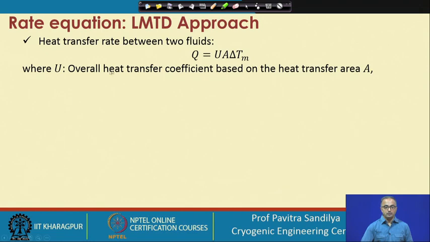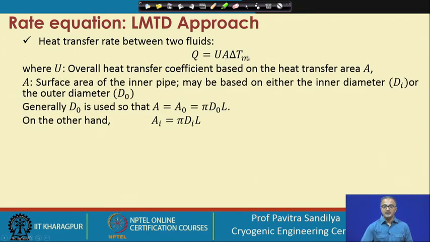Now in the LMTD approach, what we do is we first write the heat transfer rate equation in terms of the overall heat transfer coefficient, the surface area of the inner pipe and some delta Tm, and this is the LMTD temperature difference. So let us see one by one. The surface area is of the inner pipe through which the two fluids are exchanging their energies. Now this surface area of the inner tube may be expressed in terms of either the inner diameter or the outer diameter. However, generally the outer diameter is taken. So the outer area is pi d naught into L, where L is the length of the pipe, and we can also have the inner surface area as pi di into L.